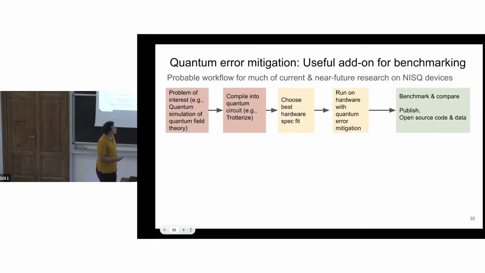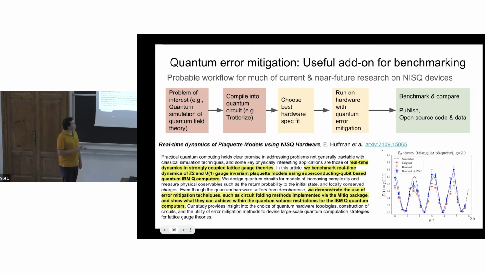Let's imagine that you have a problem of interest, such as the quantum simulation of a quantum field theory. You compile it into a version that is amenable to current quantum computers, such as a quantum circuit. For example, you trotterize your initial problem, which could already be a non-trivial task. Then you choose the best hardware that fits your problem. This could already be a sort of hardware-based error mitigation: say you want to simulate a ZZ model and you implement it on a system that already has ZZ gates to couple your qubits. Then you run on hardware with quantum error mitigation. And at some point you may be interested in benchmarking and comparing, or just publishing your results and hopefully open sourcing the code and data.